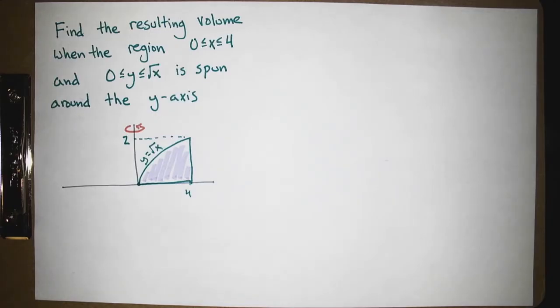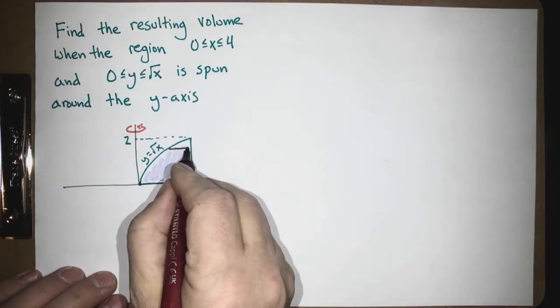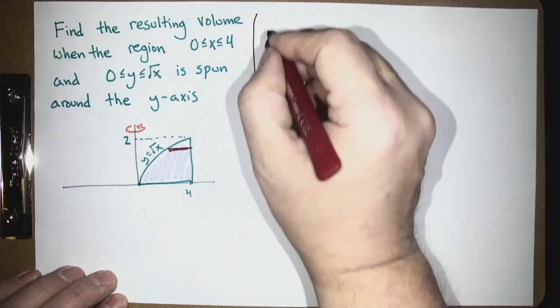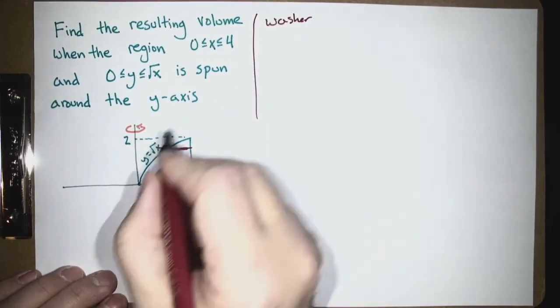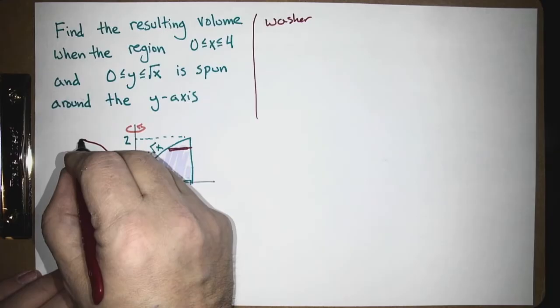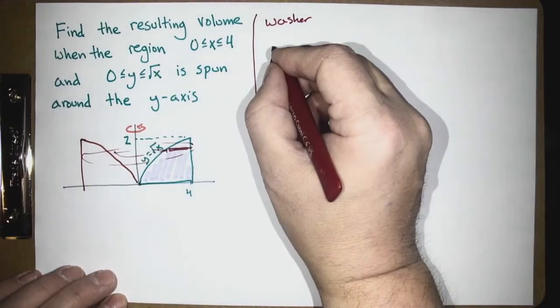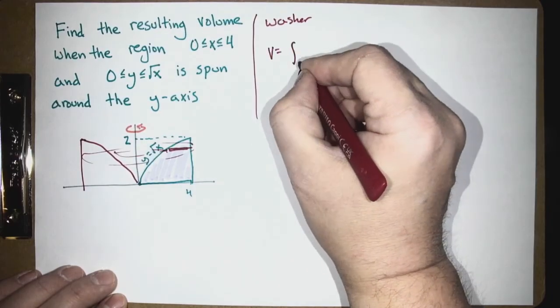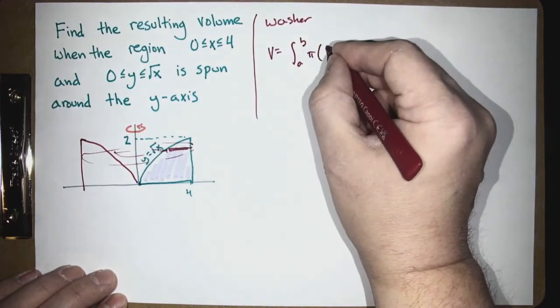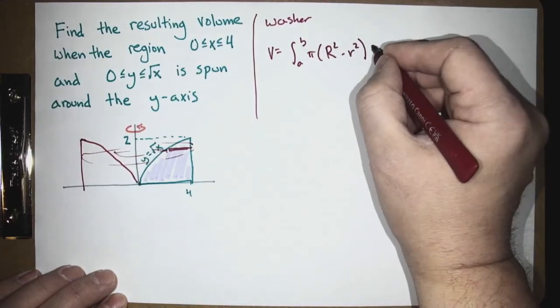Now, if we were going to do the disk method, more appropriately it would be the washer method. What kind of slices would we be taking? It'd be horizontal slices, because that would form little washers. The washer method says the volume would be the integral from a to b of pi, big R squared minus little r squared, width.